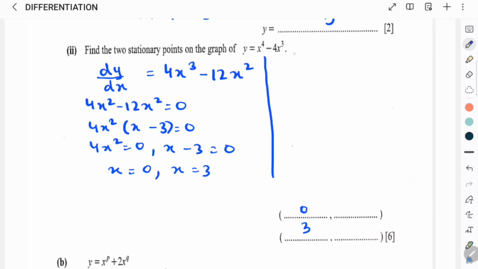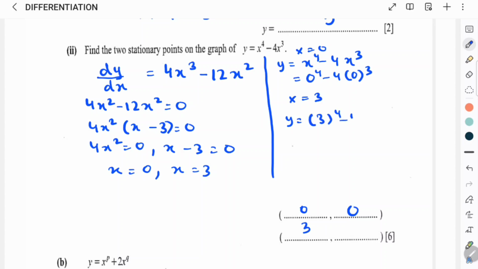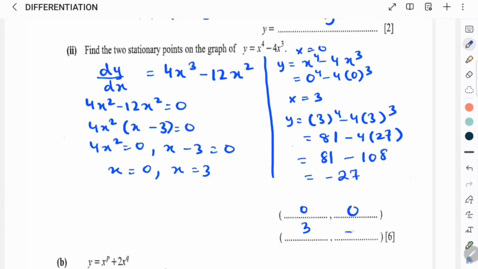We'll have to find out the value of y. Then y is equal to x to the power 4 minus 4x cubed. Putting x as 0 gives 0, so the point is 0 comma 0. Now I'm putting the value of x as 3. y is equal to 3 to the power 4 minus 4 times 3 cubed. 81 is 3 to the power 4 and 4 times 27 is 108. The difference between 81 and 108 is minus 27. All right, so this was a 6 marks question.